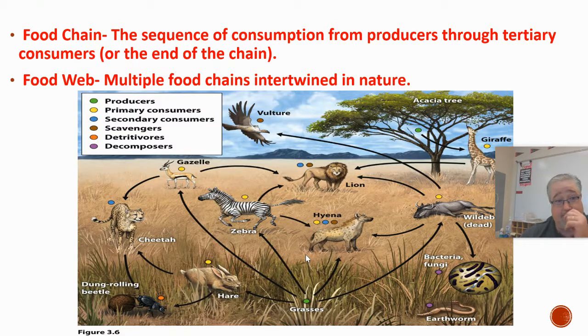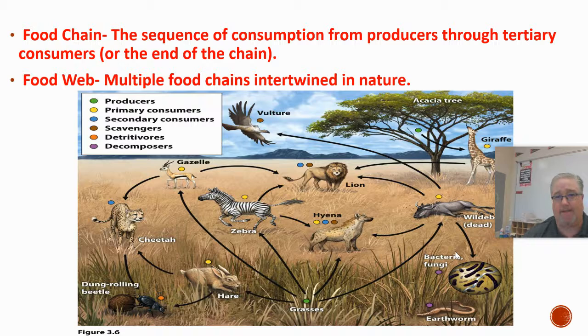But you also see in this video some scavengers and some detritivores and some decomposers. For example, here you have an earthworm. Earthworms would be considered, I suppose, some type of decomposer. I would probably consider them more of a detritivore personally, but whatever. You've got a dead wildebeest here. So here's your vulture. That would be a scavenger. Again, you see some of those different things that make up the food web.